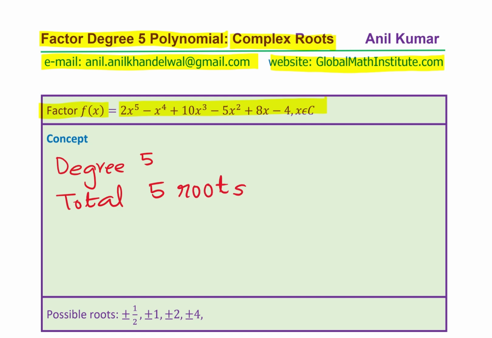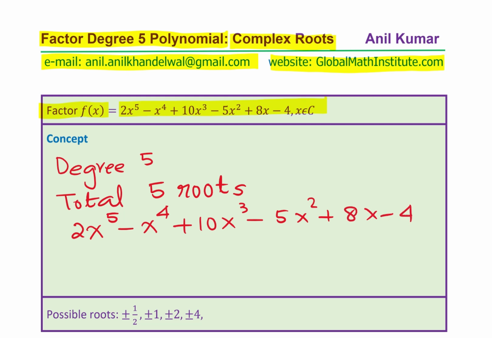So roots are basically the x values which will give zeros to the function. We are basically trying to solve the equation 2x to the power of 5 minus x to the power of 4 plus 10x cubed minus 5x squared plus 8x minus 4 equals 0, right? The solution of this equation gives you the roots. Now, roots could be real or complex, right? So, in all, there are 5 roots.